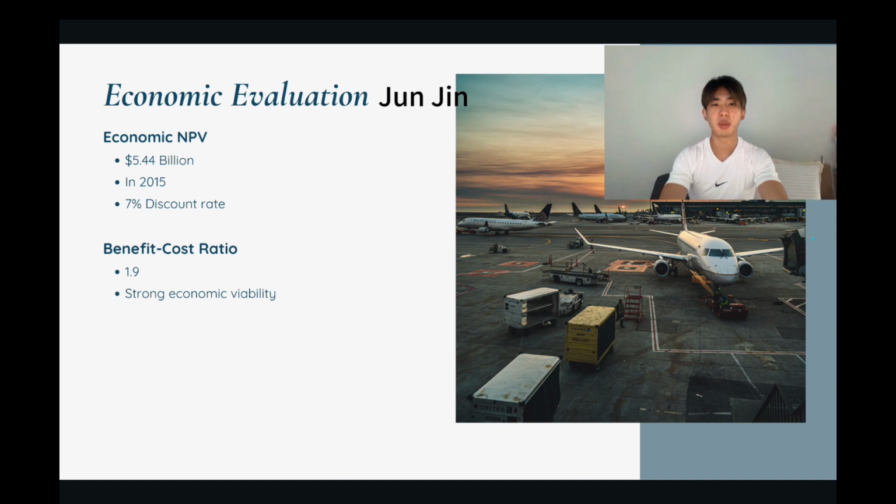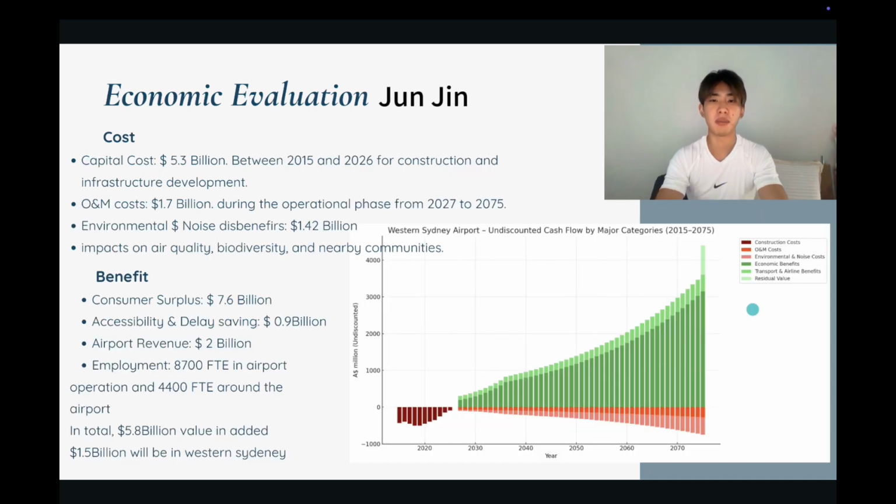As shown in the chart, the project involves a mix of major costs and benefits. The main costs are shown in the slides. Capital cost 5.3 billion, operating and maintenance costs 1.7 billion, and environmental and noise costs of around 1.42 billion.